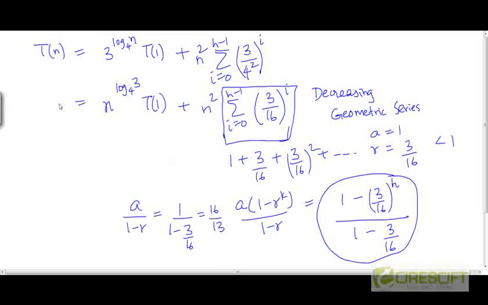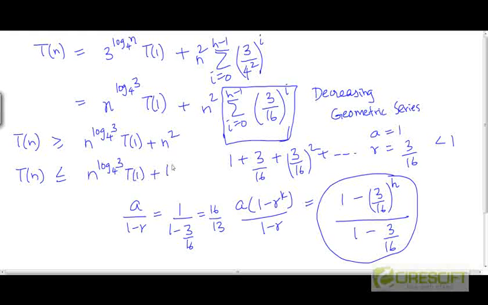Right? So t of n is greater than or equal to n to the power log of 3 base 4 times t of 1 plus n square, and it's less than or equal to n to the power log of 3 base 4 times t of 1 plus 16 by 13 n square.